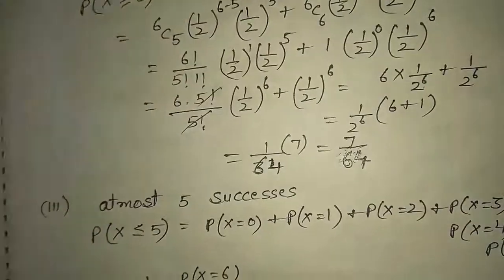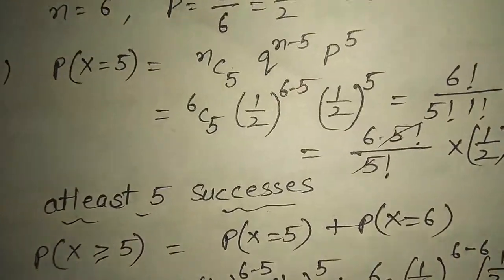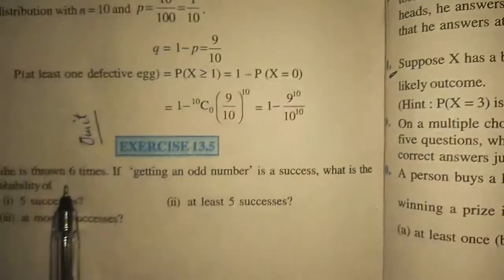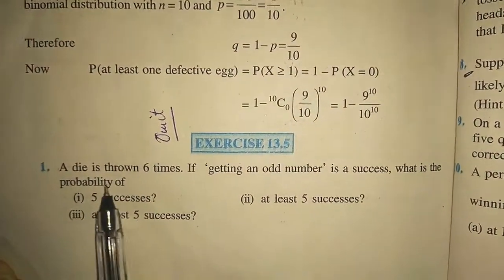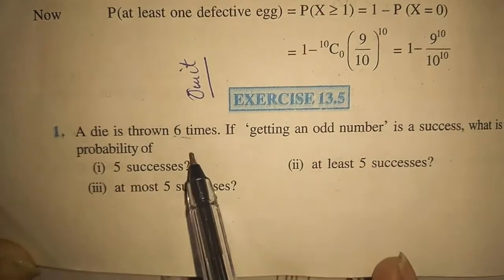Okay, now come to question number 1 of exercise 13.5. In exercise 13.5, first question: a die is thrown 6 times. A die is thrown 6 times means a finite case. Finite numbers here.